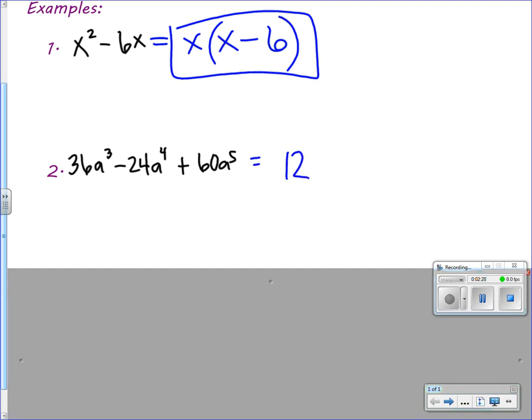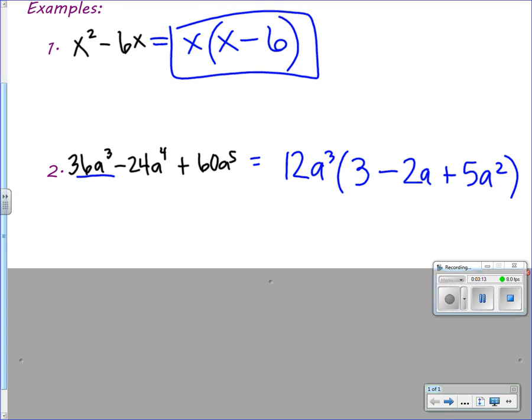And how many a's do at least all of them have? 3. 3, right? A to the third. So we can factor out 12a to the third. When we factor that out, well, 36 divided by 12 is 3. And then we factored out all 3 of the a's out of this term, so we won't have any a's. Minus 24 divided by 12 is 2. And we factored 3 a's out, so we have how many a's left? 1. So just 2a. And 60 divided by 12 is 5. We factored 3 a's out, so we have a squared left.